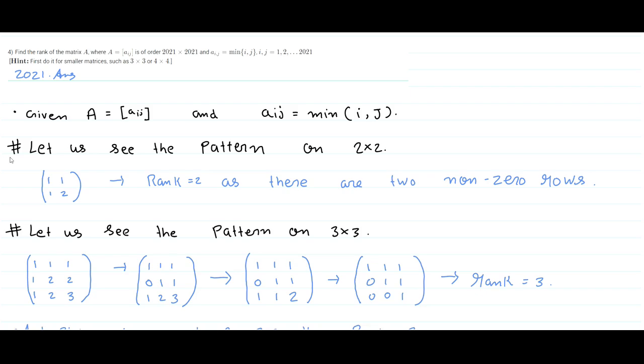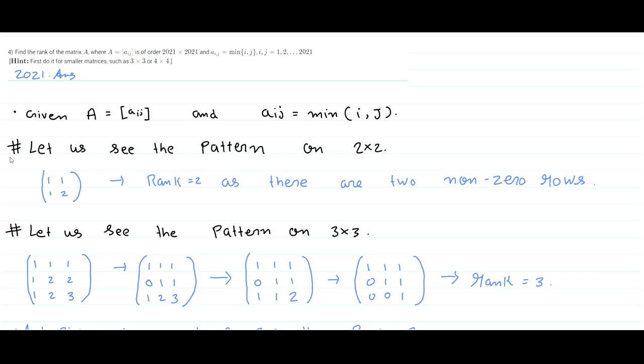So, if we create a matrix here, in this case it would look like this: the first element will be the minimum of 1 or 1, so it will be 1. Similarly, the second element will be the minimum of 1 or 2, so it will again be 1. The third element will be the minimum of 2 or 1, so it will be 1. And similarly, the fourth element will be the minimum of 2 or 2, which is again going to be 2. Now if we find the rank of this matrix, then the rank we are going to get is 2, as there are 2 non-zero rows.